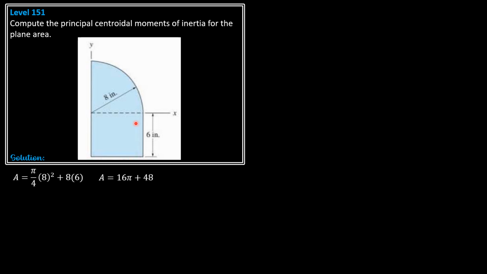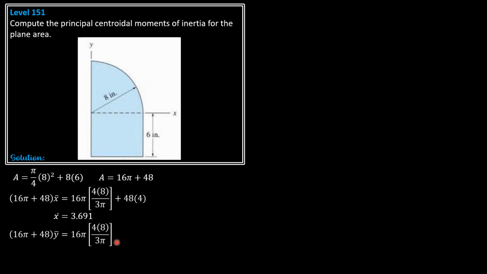Then by Varignon's theorem, quantity 16 pi plus 48 barred x equals 16 pi times 4r over 3 pi, or 4 times 8 over 3 pi, plus 48 times barred x, which is 4 inches, half of 8. So computing barred x, it is 3.691 inches. Then quantity 16 pi plus 48 barred y equals 16 pi times 4 times 8 over 3 pi also, then plus 48 times negative 3. The centroid of the rectangle is negative 3 inches below the x-axis. So barred y is equal to positive 0.2714.